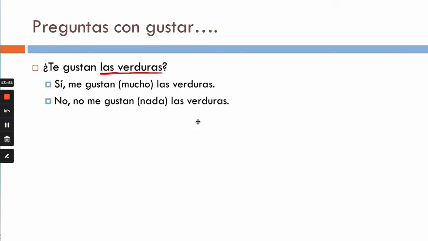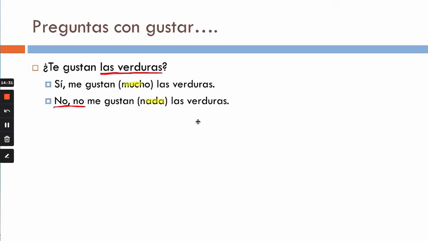When you answer a question negatively, don't forget in Spanish you have to have two no's. No, no me gustan, or no, no me gustan las verduras. The first no answers the question and says no. The second no means not. I do not like vegetables. We can add these phrases, mucho or nada, to just add to our level of like or dislike. Sí, me gustan mucho, yes, I like them a lot. No, no me gustan nada, no, I do not like them at all. So not at all, nada, not at all.